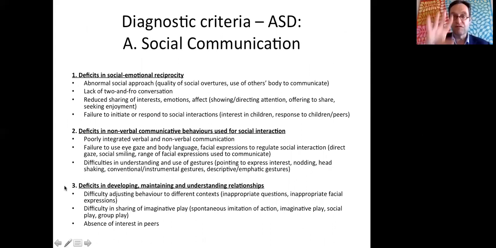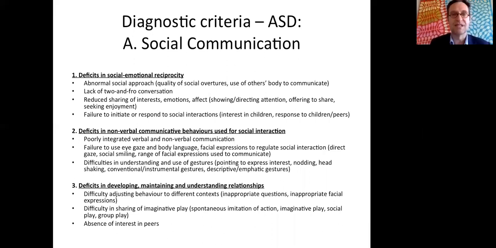In socio-emotional reciprocity, we're really looking for difficulties in the normal to and fro of social relationship. If you think about how I interact with other people, there's a to and fro. I see and you nod, I speak and you add, we play and we take turns. And so that's socio-emotional reciprocity. And in autism, this is a major problem for most people.